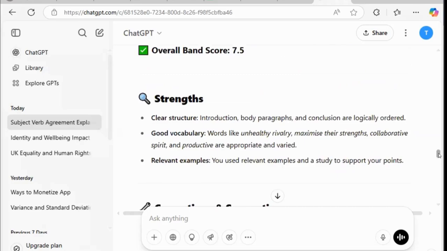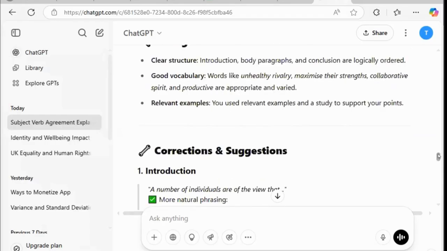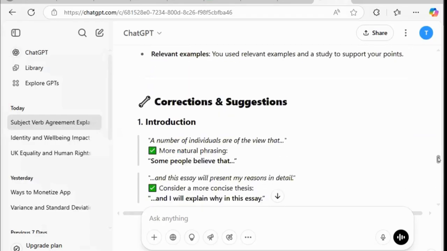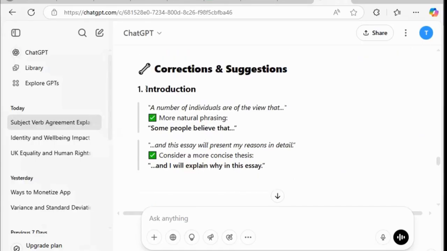That is the correction that is very important here, ladies and gentlemen. The corrections are very, very important. Now, look at it here. Let's look at all the corrections and suggestions that ChatGPT gives us. A number of individuals are of the view that, now look at what it says. Some people believe that. Remember the essay question, that's what they wrote in the essay question. So I'm going to ignore this one because I don't want to repeat what they wrote in the essay question. So this number one suggestion is not going to work.